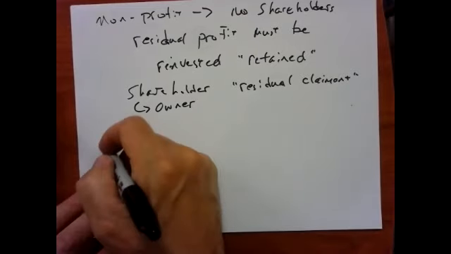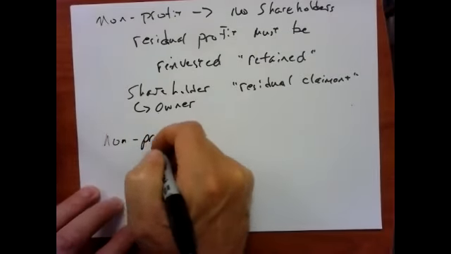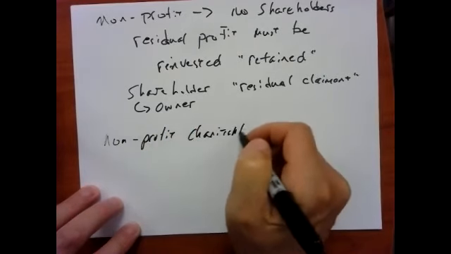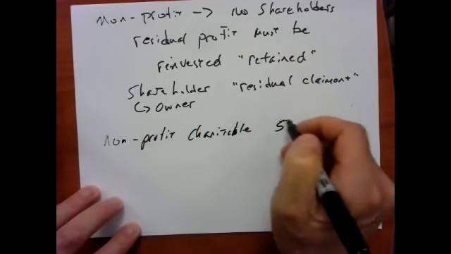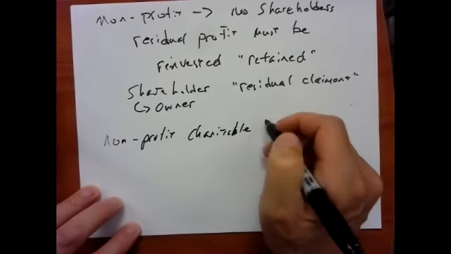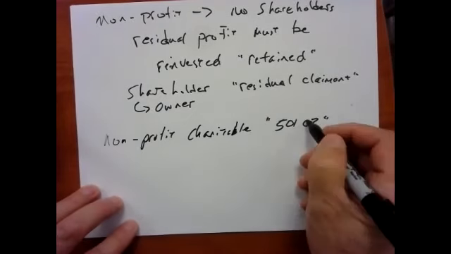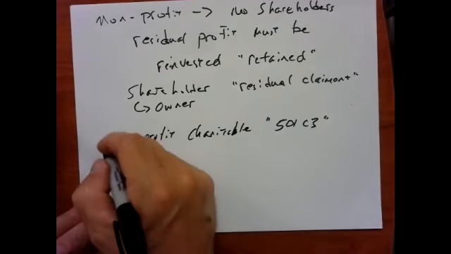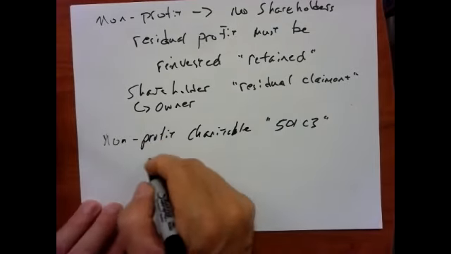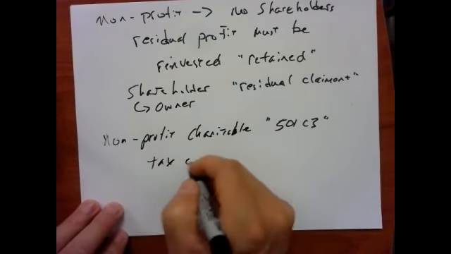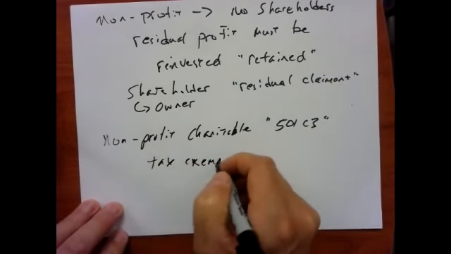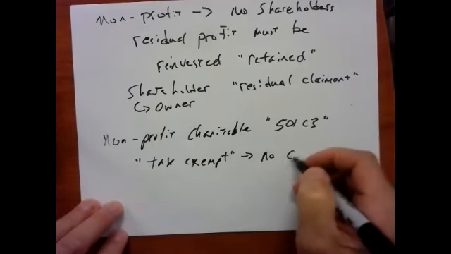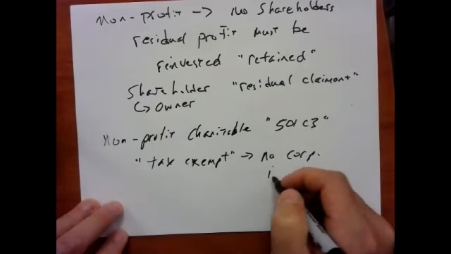Another key difference here is that nonprofit charitable entities, such as hospitals, so 501(c)(3), which refers to the paragraph in the tax code, are tax exempt, meaning no corporate income tax.